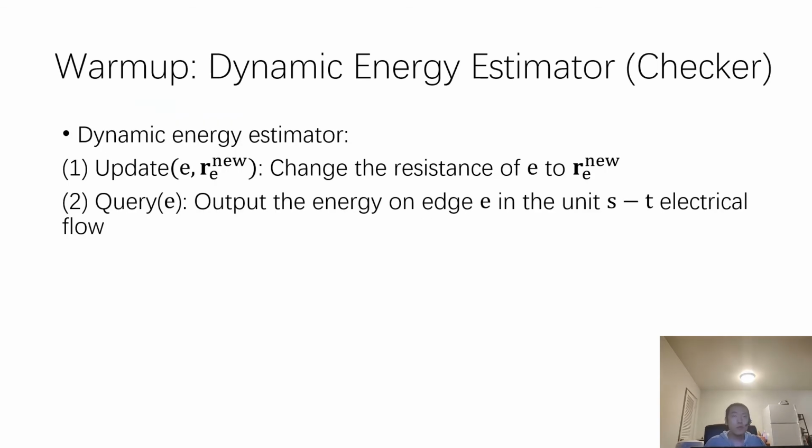Before getting to our locator, let's solve a simpler version first, the checker. For the locator, we would like to answer all edges with high energies, and if we can do that, we should be able to estimate the energy of one edge. So the checker supports two operations. The first is to update the resistance of some edge, and the second is to query the energy of some edge. So we hope the update and query time are both sublinear, and we will use the algorithm from the DGGP19 paper. This dynamic energy estimator is a black box part of the locator, and it also provides a hint to the other parts of the locator, so we use it as a warm-up.